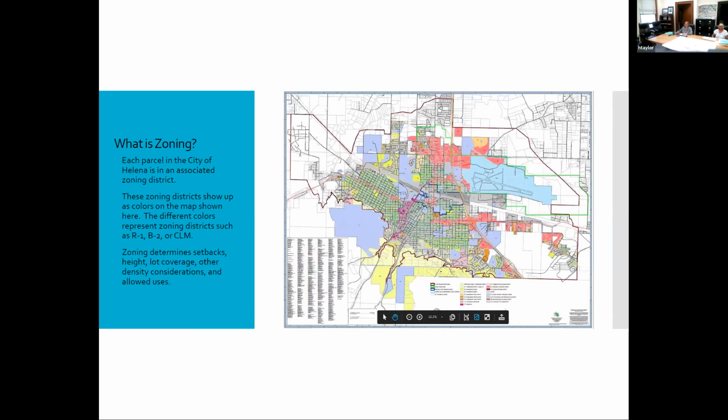So what is zoning? Each parcel in the City of Helena is in an associated zoning district. The zoning districts show up as colors on the map shown here. The different colors represent different zoning districts, such as the R1, the B2, which is our commercial zoning district, or the CLM, which stands for the commercial light manufacturing zoning district. And zoning determines setbacks, height, lot coverage, other density considerations, and allowed uses. Next slide, please.